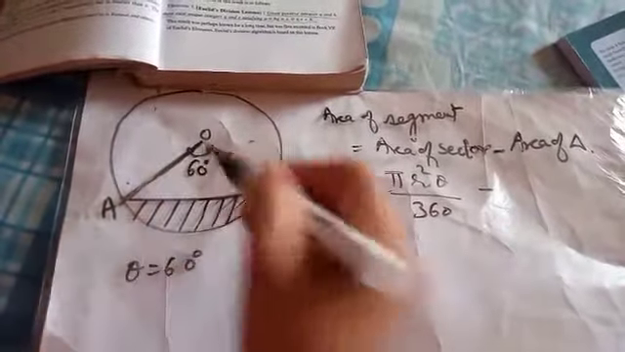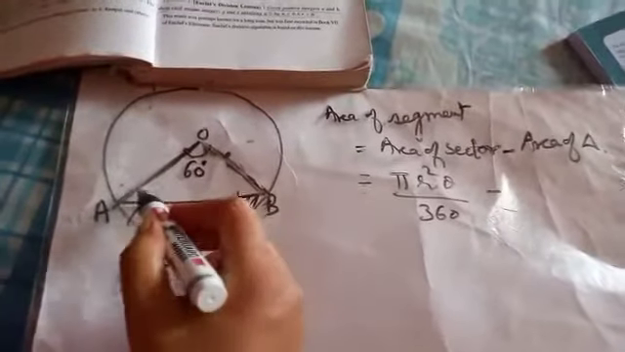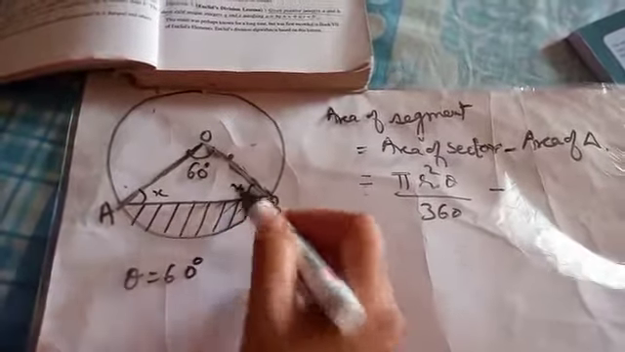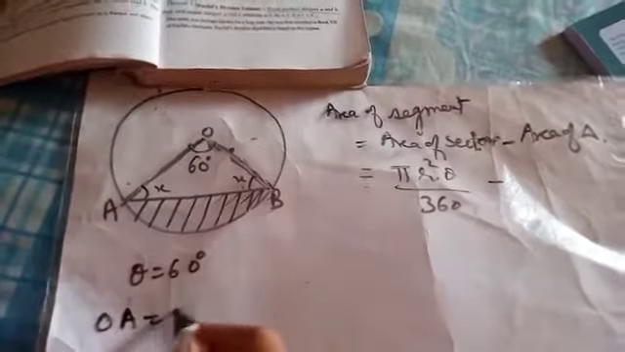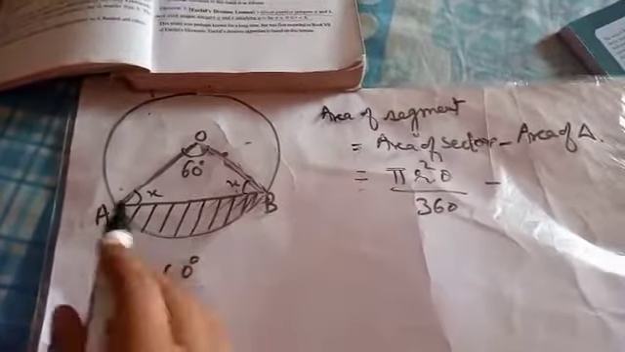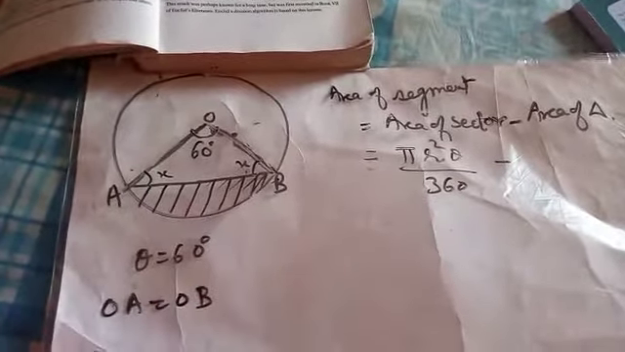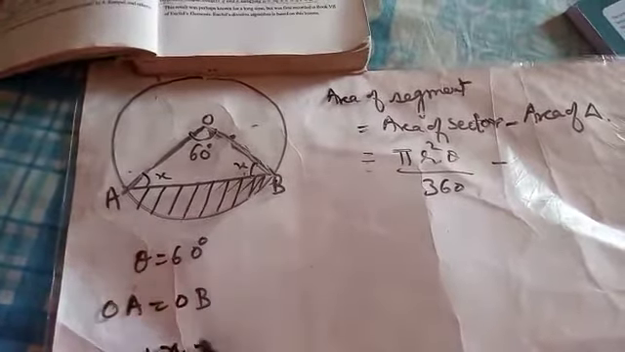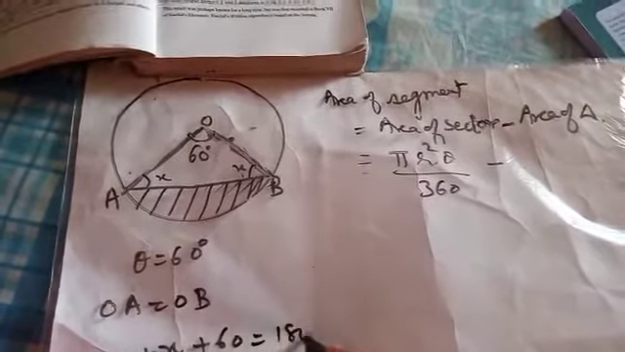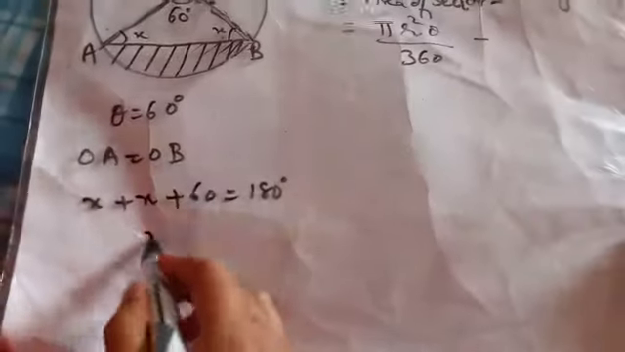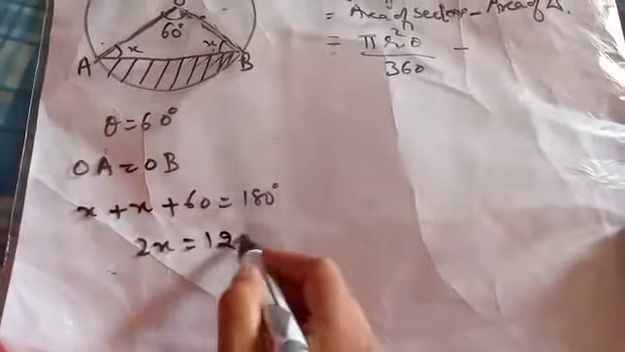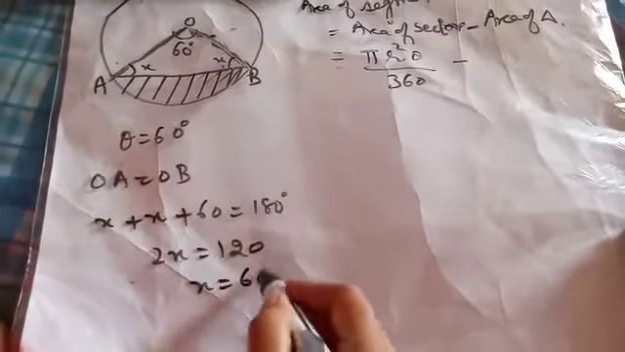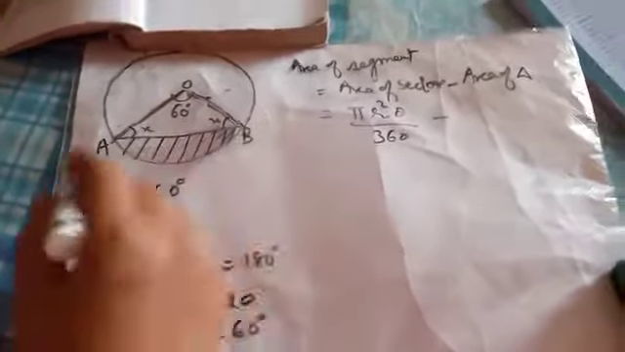So let me write this as 60. So can I write these two angles as x? Because OA is equal to OB, therefore the angles opposite to equal sides are equal. Now x plus x plus 60 will be equal to 180. So you can write it very clearly that 2x is equal to 120. So x is equal to 60. So that means this is equilateral triangle.